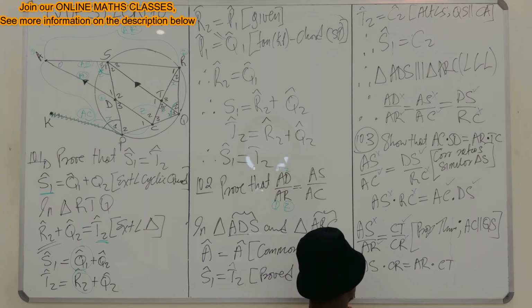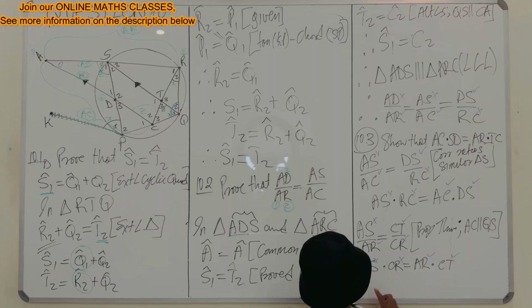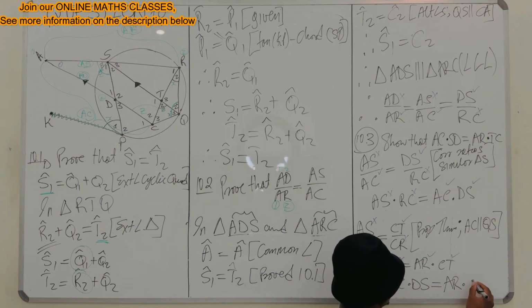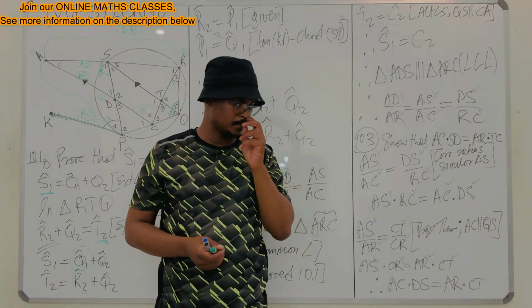So these are the guys that you don't like, these are the guys that you like very much. AS times RC, AS times RC. So this and this are exactly the same, which means these two are also going to be equal as well. Because if this and this are equal, they are both equal to other things. Those other things should be equal. You can say therefore, AC times DS is equal to AR times CT. That's what we have. And we're done with this question.